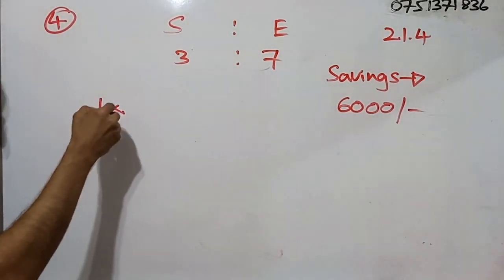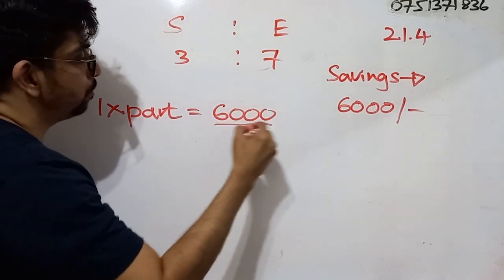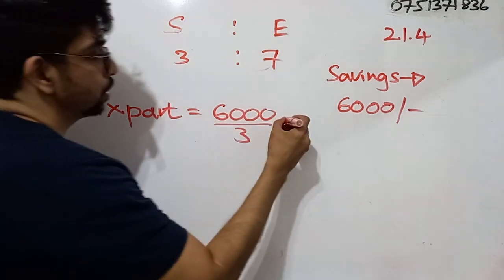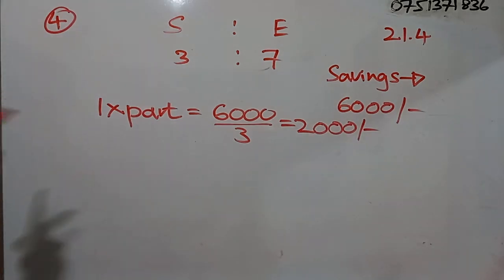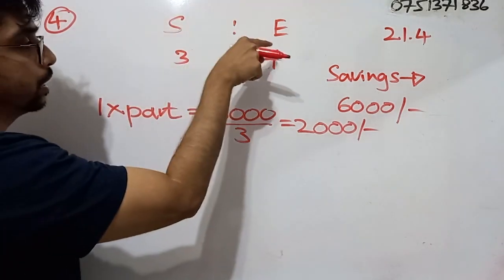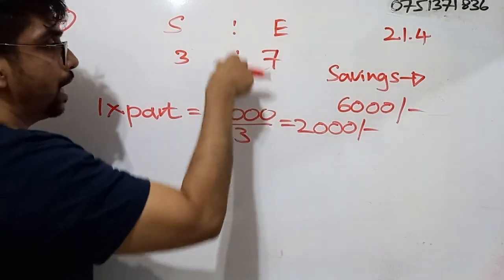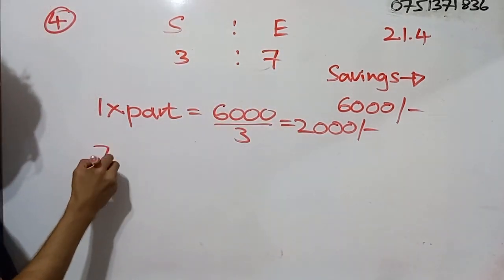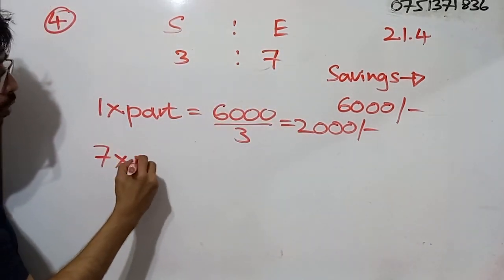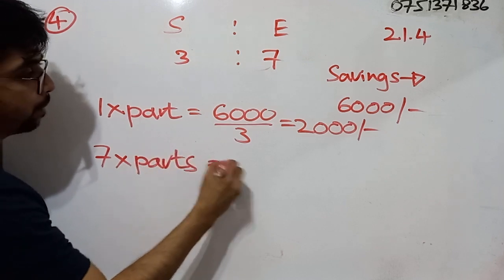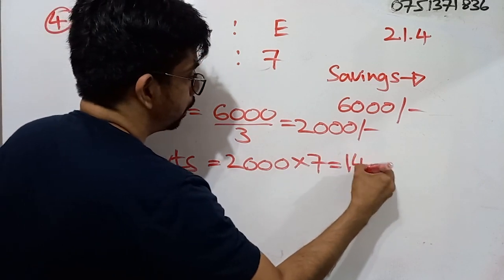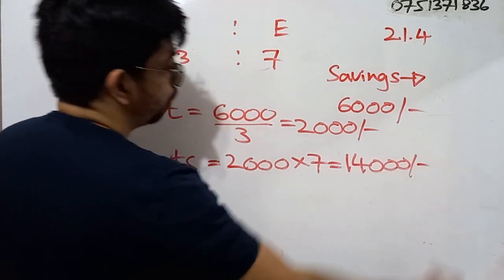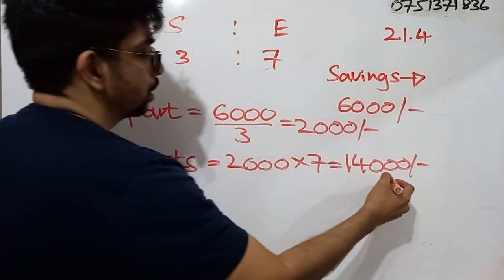So what is the value of one part? 6,000 we have to divide it by 3. So what do we get? 2,000. So that is the value of one part. So in expenditure or expenses, we have 7 parts. So the amount or value of 7 parts. So 2,000 we have to multiply that by 7. We get what? 14,000 rupees.